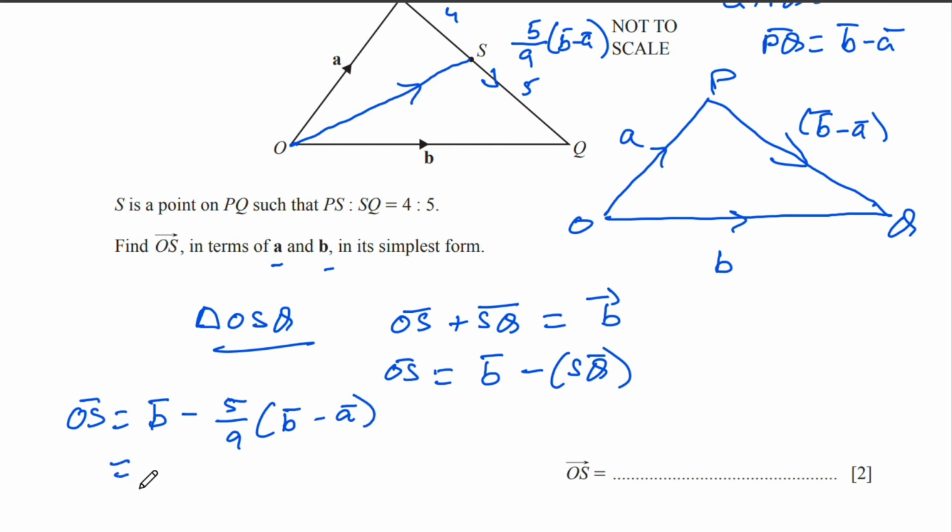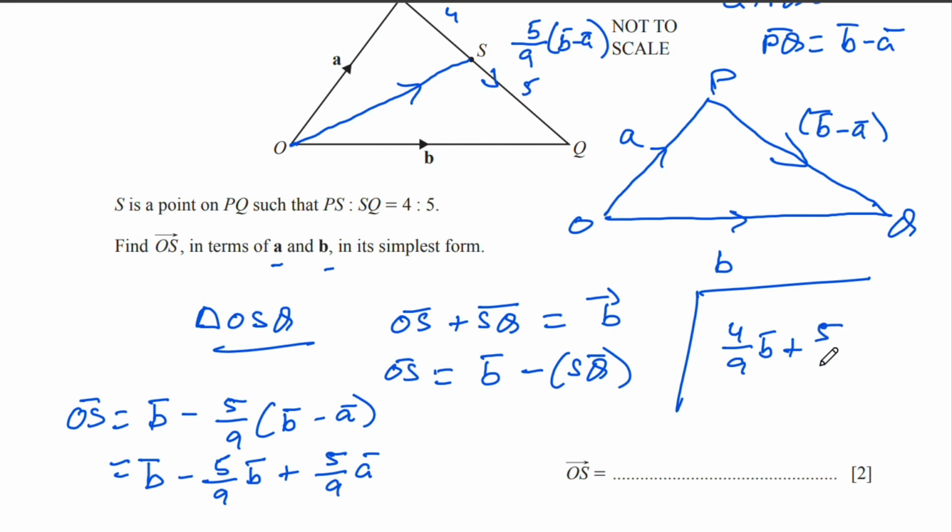Now expanding the bracket, B vector minus 5 by 9 of B plus 5 by 9 of A. Now B minus 5 by 9 of B is basically 4 by 9 of B. This is 4 by 9 of vector B plus 5 by 9 of vector A. So that is our answer. OS is 4 by 9 B plus 5 by 9 A.